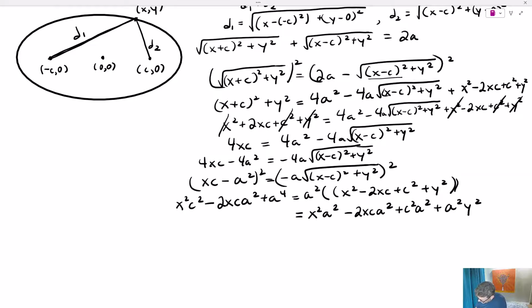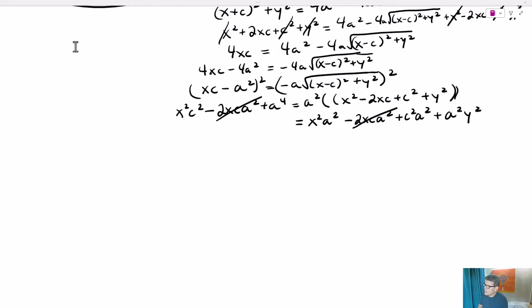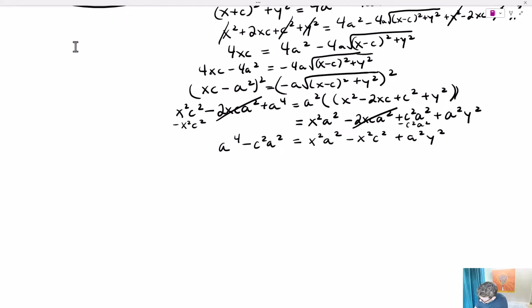Now we'll notice that on both sides we've got the xc a squared, so we could actually take those out. Okay? And now what I'm going to do is group together my constant terms and my x and y terms. So on my left-hand side, I'm going to have a to the fourth, and I'll subtract over the c squared a squared. So make that minus c squared a squared. And that's going to equal x squared a squared. We'll subtract over x squared c squared, and then plus a squared y squared.